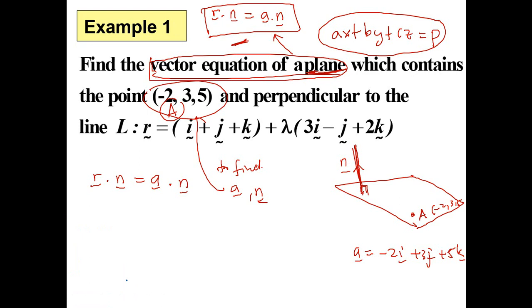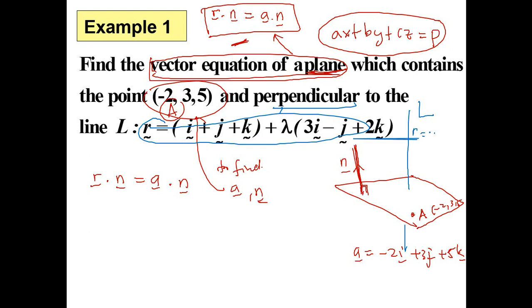Okay. This is L. L is perpendicular to the plane. Inside L is the vector equation of a line. So remember the formula: r equals a plus tv. For L, we just concentrate on v, a direction vector, a vector which gives direction to the line.